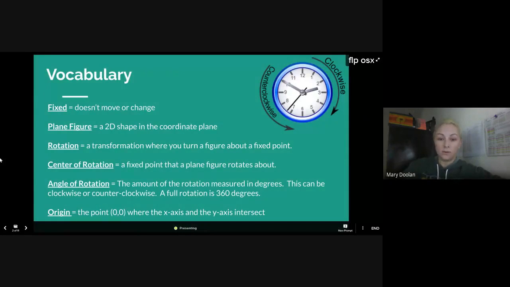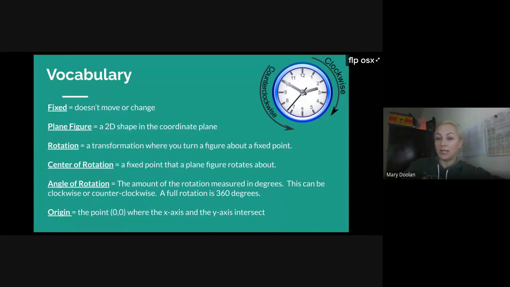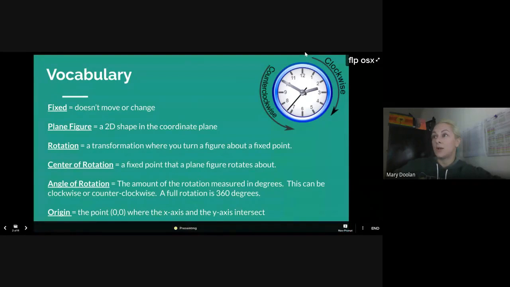Okay, so vocabulary, things we need to know about. Let's start by looking at that clock. All right, so clockwise is in the direction that the hands on a clock move. And you can also see by the direction of the arrow, clockwise is moving in this way around. And then if we're talking about counterclockwise, that's the opposite of clockwise. So counterclockwise, we move this way. When I talk about something that's fixed, it means it doesn't move or change.